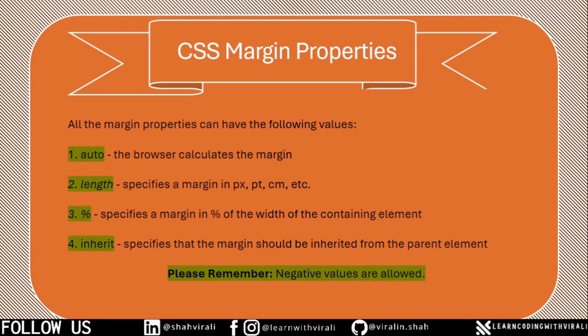If you specify margin as auto, the browser calculates the margin by itself according to the size of the screen. If there is some length specified for those 4 types of margins, it could be specified in terms of px as in pixel, pt as in points, and cm as in centimeter, or there are many other formats in which you can specify the length of the margins. The third type is to specify it in percentage. So it specifies a margin in the percentage of the width of the containing element. And the fourth type is inherit. It specifies that the margin should be inherited from the parent element. Please remember, negative values are allowed here.